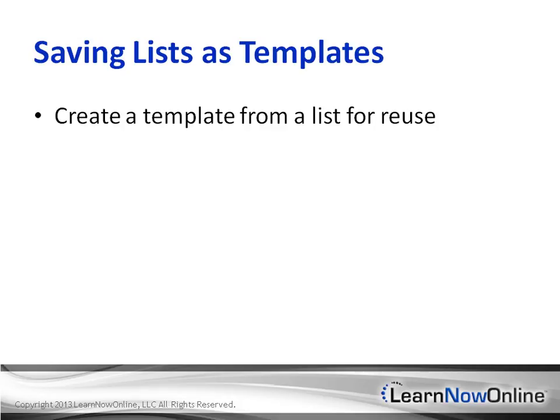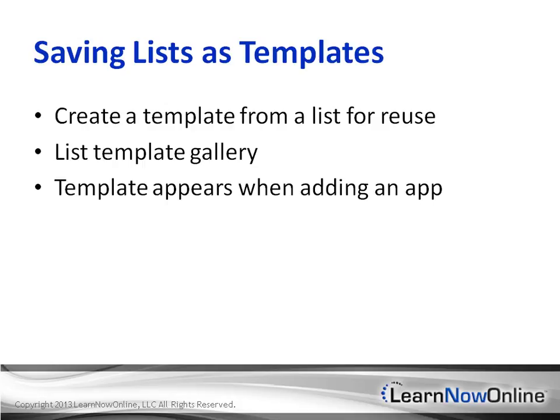And once you've created that template, you can trade it around, and people can select it when they go to add a new app. When you save a list as a template, it goes into a special library called the List Template Gallery. And from there, you can actually download it and upload it into other sites. Like I said, the template appears whenever you add an app once the template has been put into the List Template Gallery. And this is best for one-off situations.